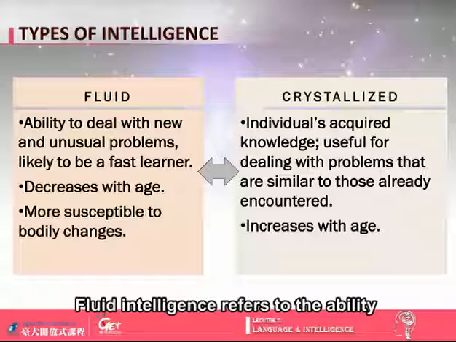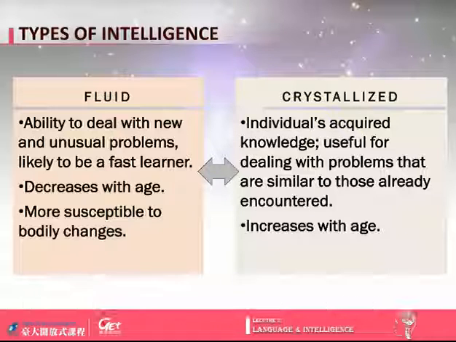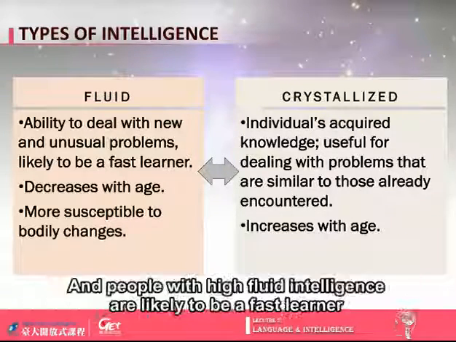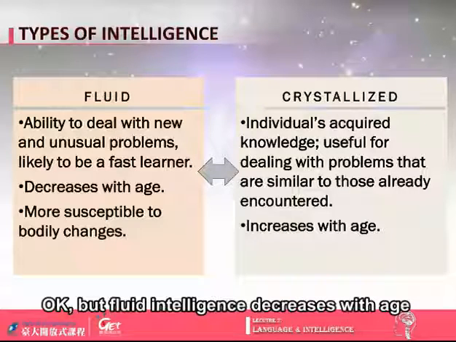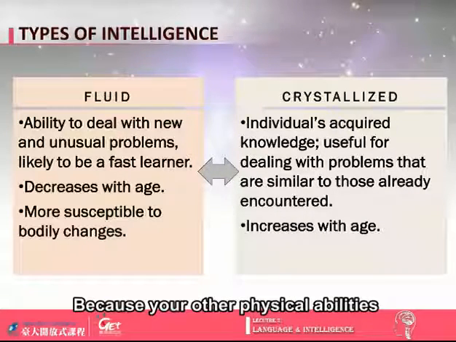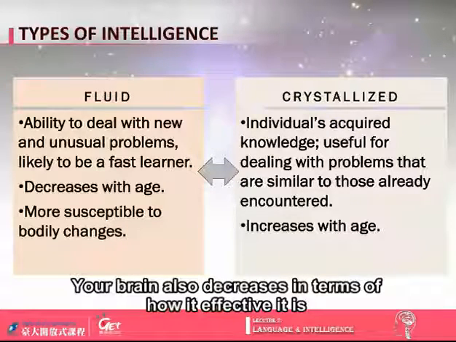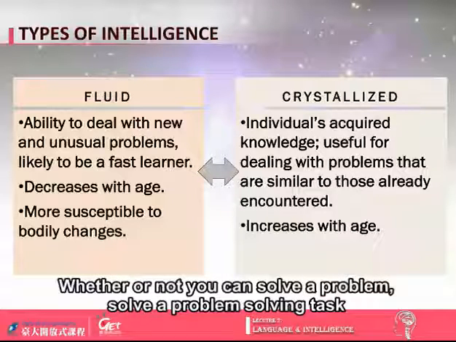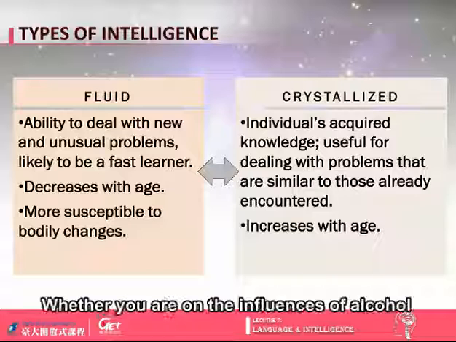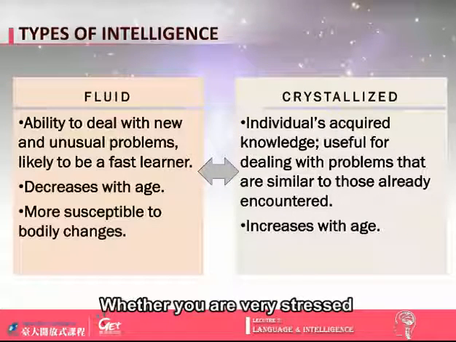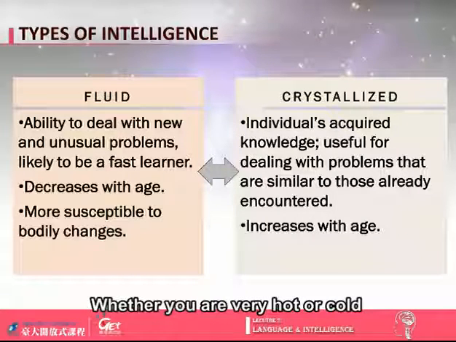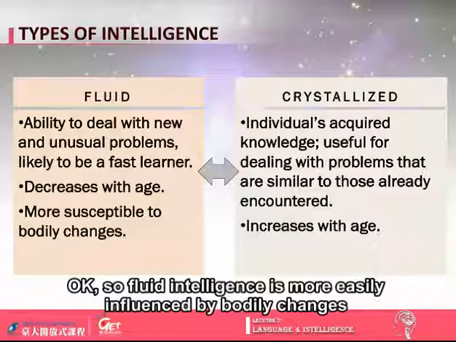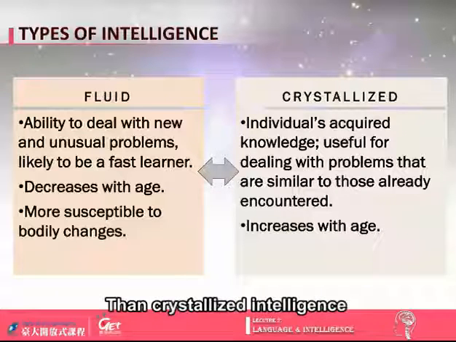Fluid intelligence refers to the ability to deal with new problems and unusual problems. Okay, this requires kind of in-the-moment decisions. And people with high fluid intelligence are likely to be fast learners. Okay? But fluid intelligence decreases with age because your other physical abilities, your brain, also decrease in terms of how effective it is. And also, fluid intelligence is more susceptible to bodily changes. Okay? Whether or not you can solve a problem-solving task depends on whether you're on drugs, whether you're under the influence of alcohol, whether you're very stressed, whether you're very happy, whether you're very hot or cold. Okay, so fluid intelligence is more easily influenced by bodily changes than crystallized intelligence.